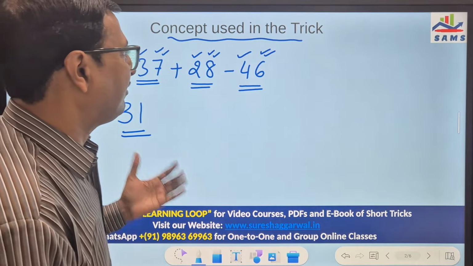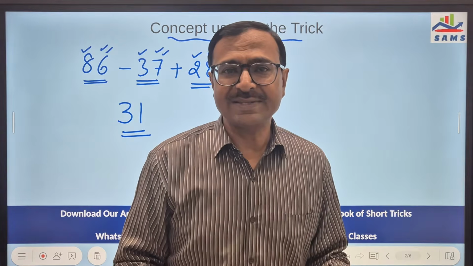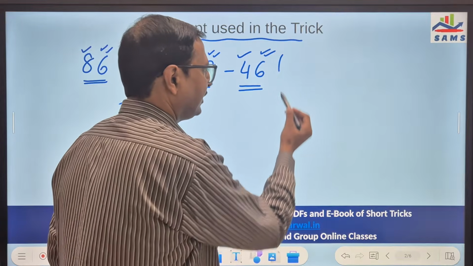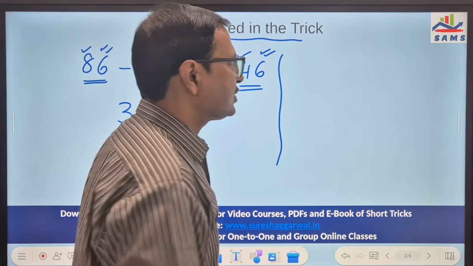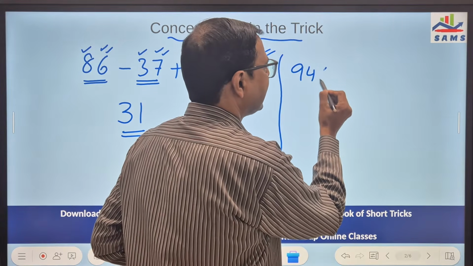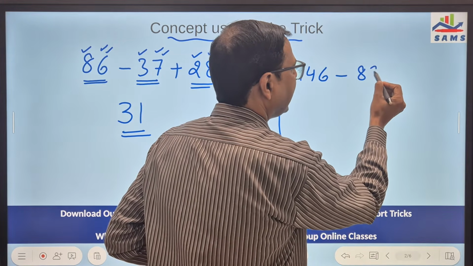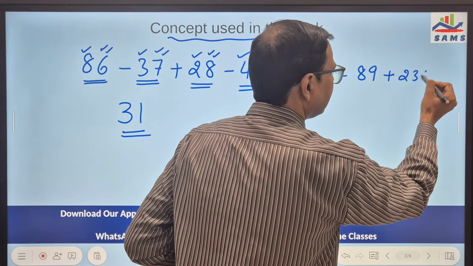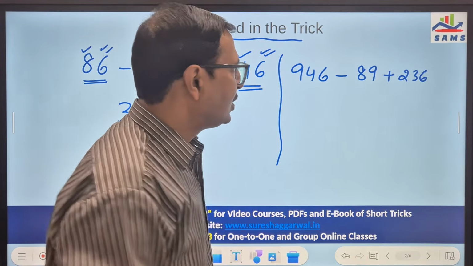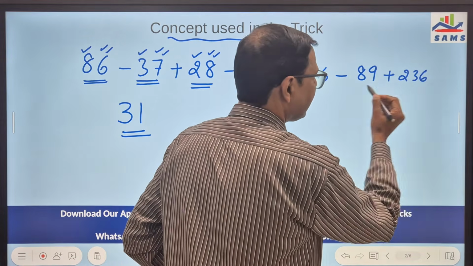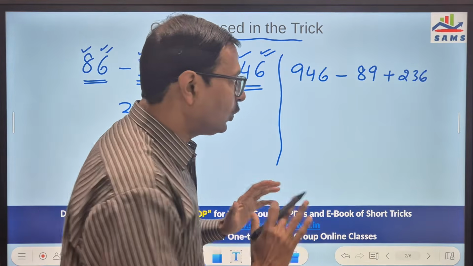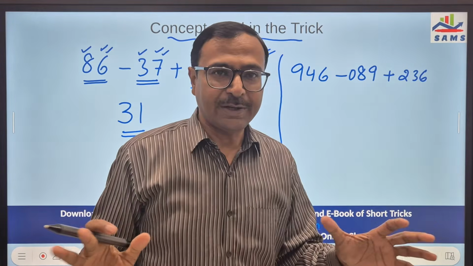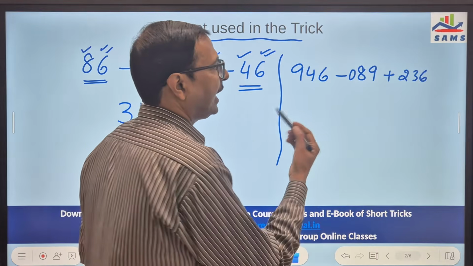Now what happens when we have different number of digits? Let's consider one example in which we have different number of digits. So that will complete our concept. So suppose you have 946 and you are subtracting 89 from that, and maybe adding another 3-digit number 236 to the result. So now we have 3 digits here, 3 digits here, but only 2 digits in the middle number. So what do I do? I will prefix a 0 here. That makes the number of digits in all the numbers same. And now I can do the same thing.